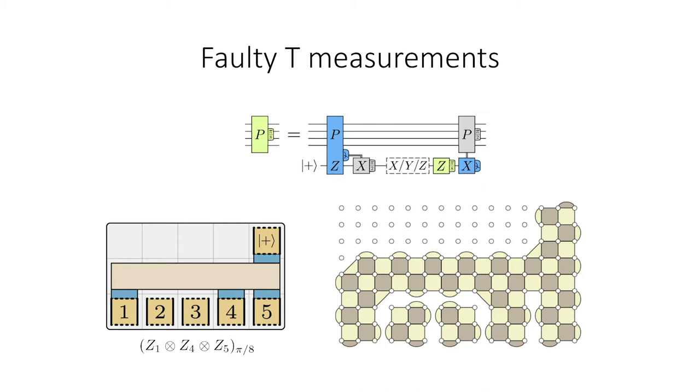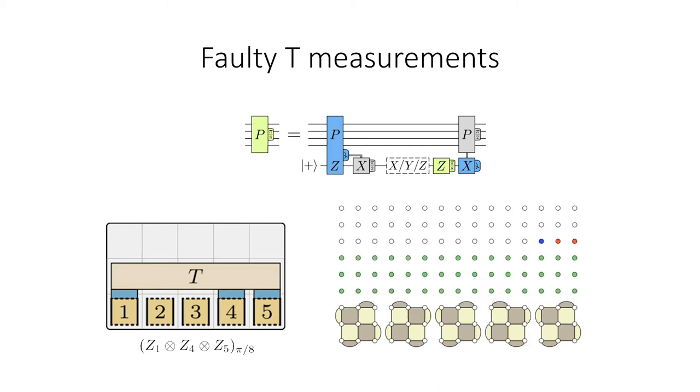But if we go back to the stabilizer configuration, we can actually see that this patch in the top right corner is not really required, because we can just transform this. We can kind of just pull in this edge to get a stabilizer configuration that is topologically equivalent and preserves the code distance. So really, instead of using d squared qubits for this, you can use just d qubits. And that's how I will draw these faulty T measurements.